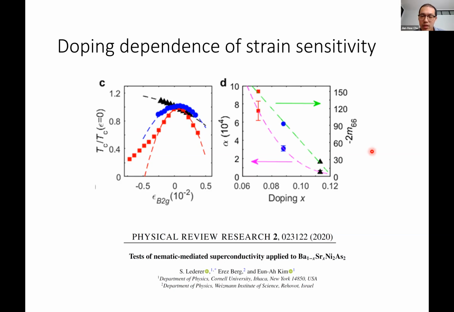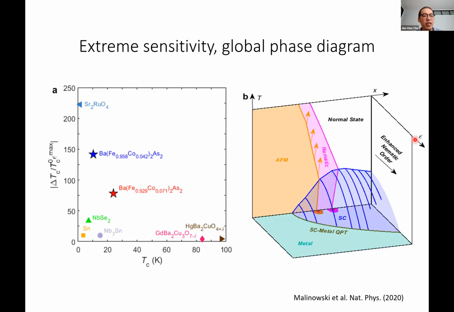So before I close this section, let me just give a few outlook to this. Oh, well, okay, there's actually one more slide. So I also want to put this into a context of how the strain sensitivity compares to other superconductors. So we compile the strain sensitivity, defined by the largest change of Tc divided by Tc achieved by strain, and then plot it against Tc for various superconductors.